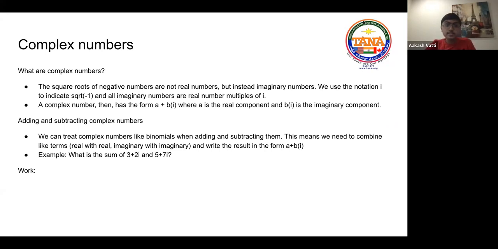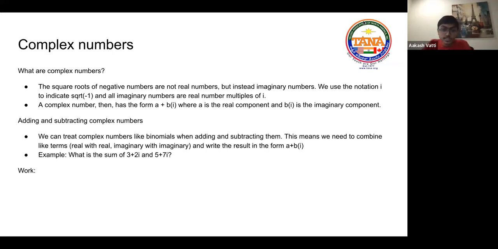All right, so adding and subtracting complex numbers. We treat complex numbers like binomials when adding and subtracting them. This means that we need to combine like terms, real with real and imaginary with imaginary, and write the result in the form a plus bi.